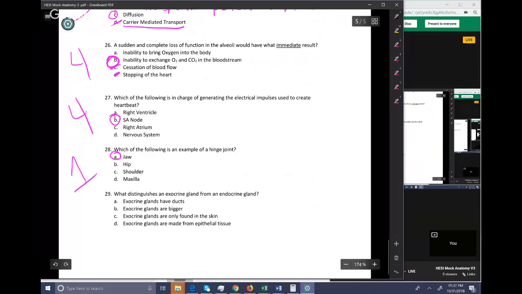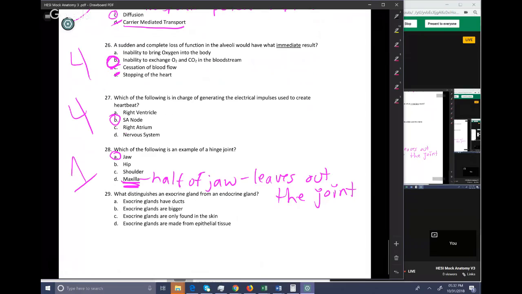If you got confused with D, maxilla is part of the jaw, but it's half of the jaw. So if I'm describing half of a jaw, that leaves out the joint. The only time we have a joint that we can speak of is when we have two different parts of something joined. So if it's just the maxilla or just the mandible, that's not enough to have a joint. That's what would later end up attaching to a joint.